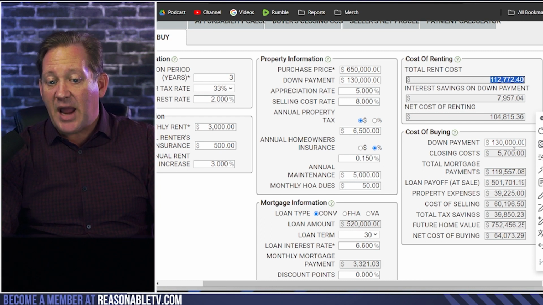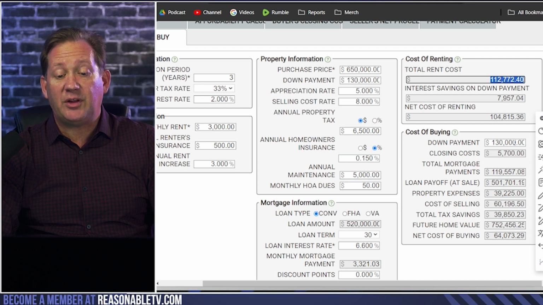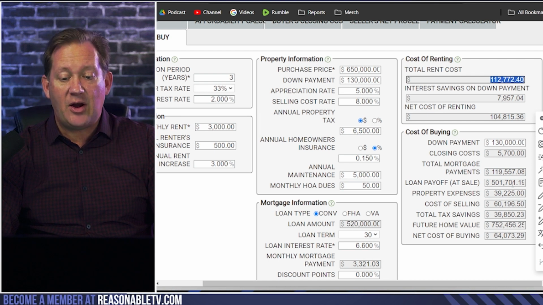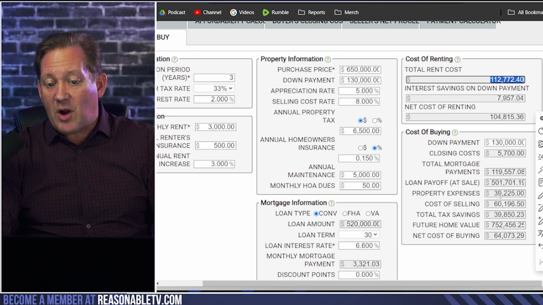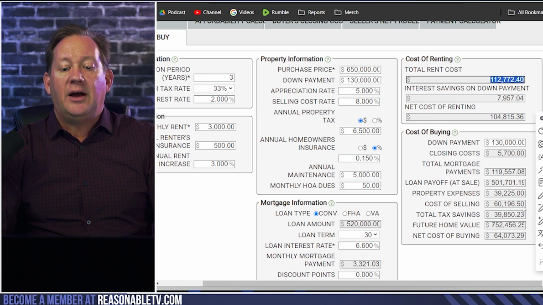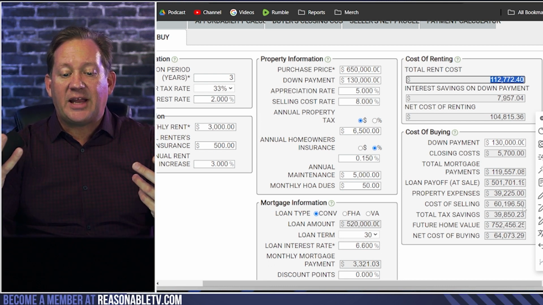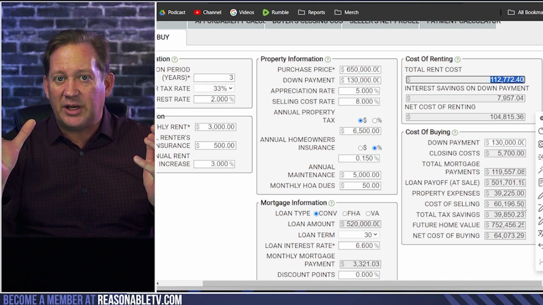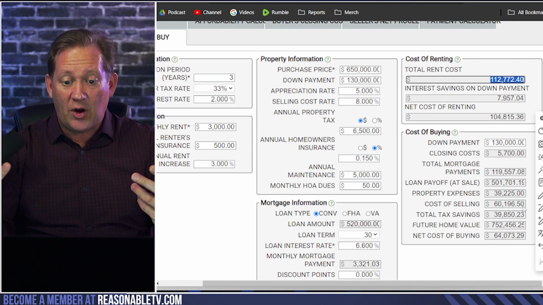And the cost of buying, you've got to come up with that $130,000 lump sum down payment. And then your closing costs are there. And then you've got total mortgage payments. You've got your loan payoff at sale. And you've got property expenses. That's what it's going to take. Cost of selling. All right. They're figuring that calculated on just some basic 8% typically. This is what it's going to take to sell the home.